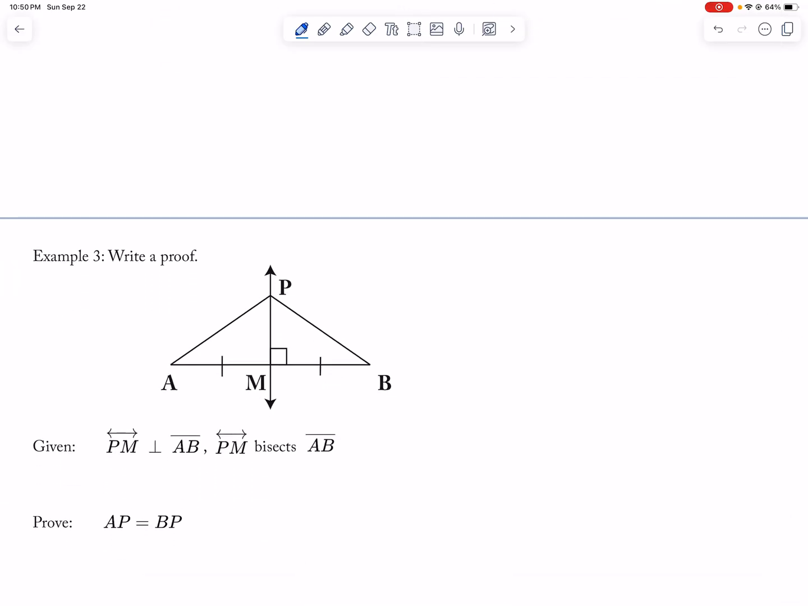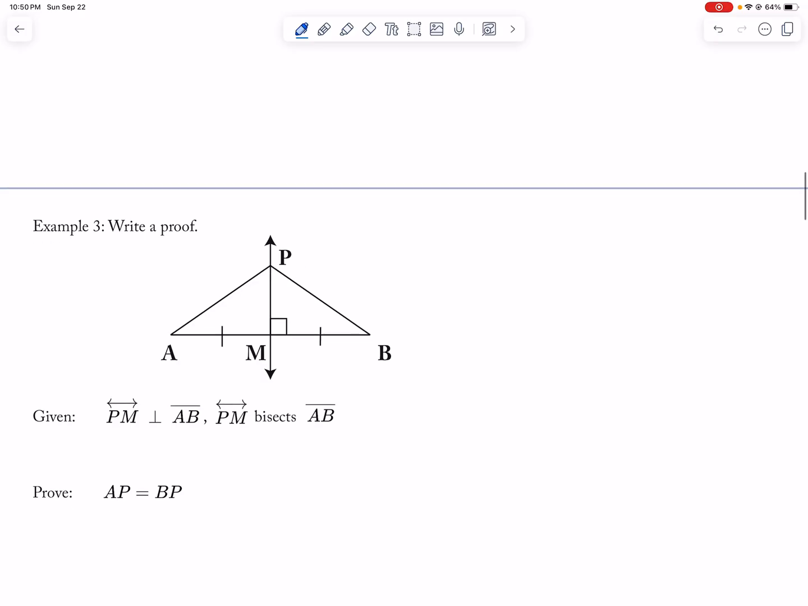Okay, so now I gotta write some proofs. Yay, proofs. We're almost done. Like, we're so close to being done with proofs. We're close. Okay.